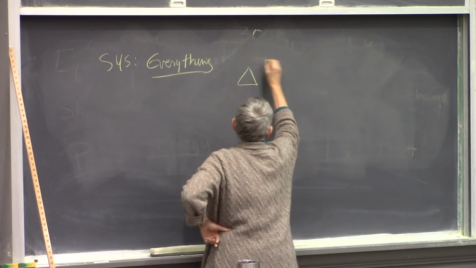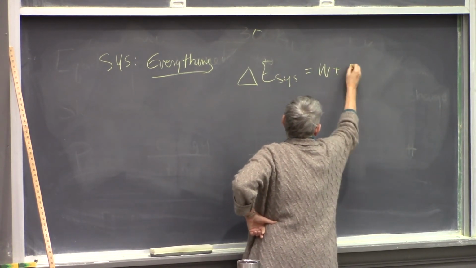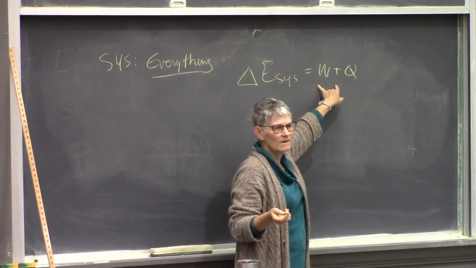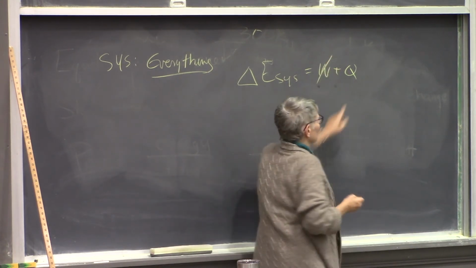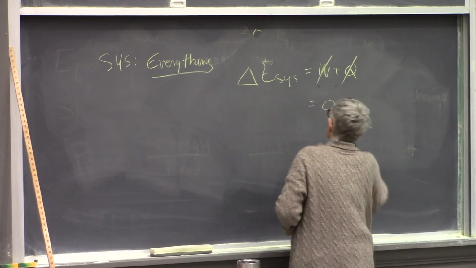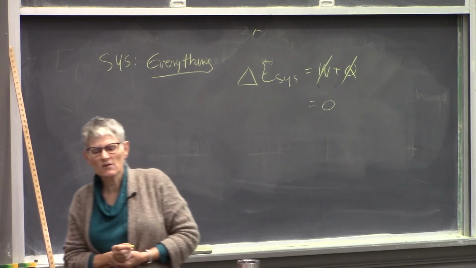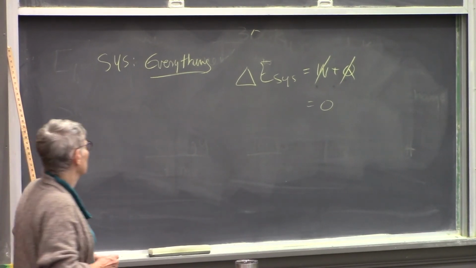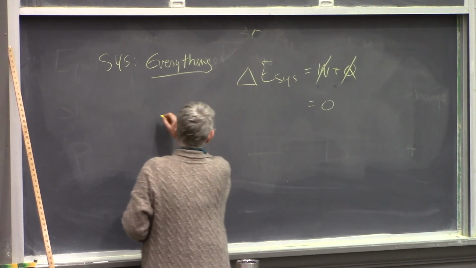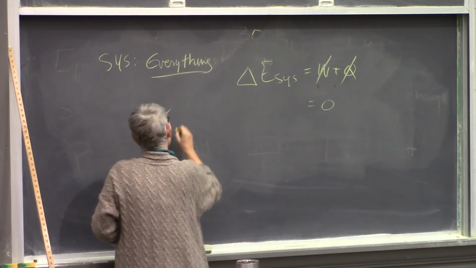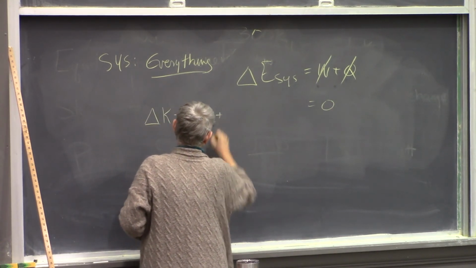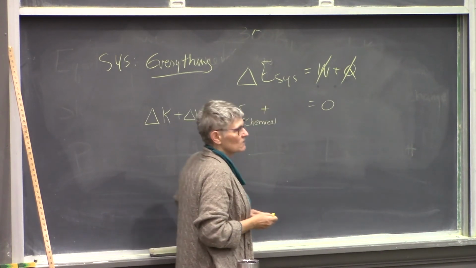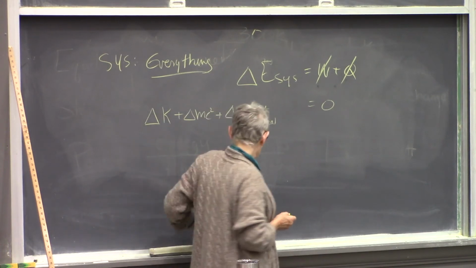Okay, so what's the deal with the right hand side if we choose everything as the system? Work is zero. Q is zero. Okay. So what goes on the left hand side of this equation? Well, okay, so we have a change in kinetic energy plus a change in rest energy plus a change in chemical energy plus thermal energy.